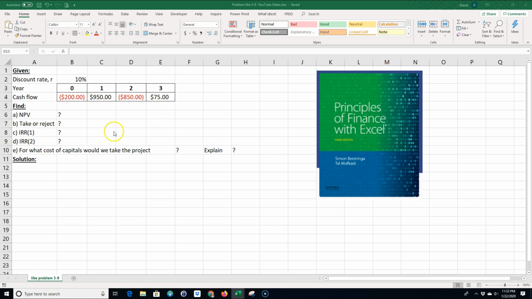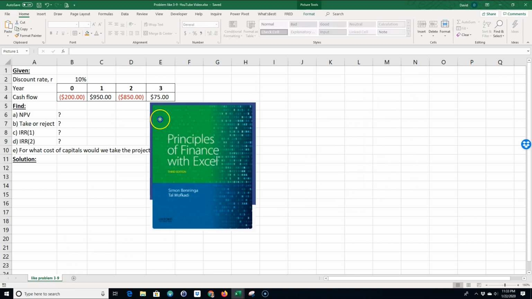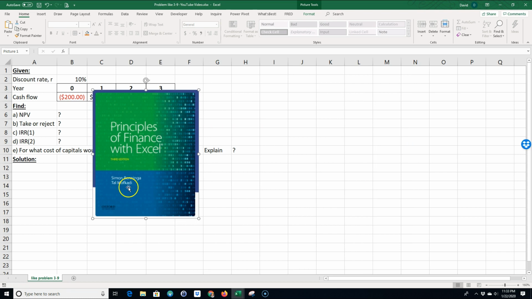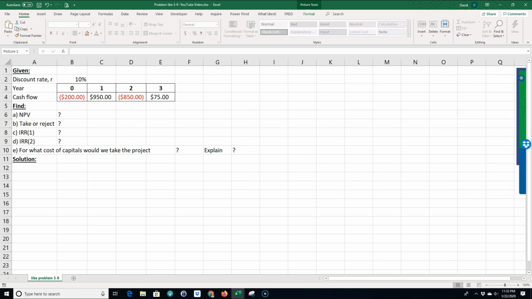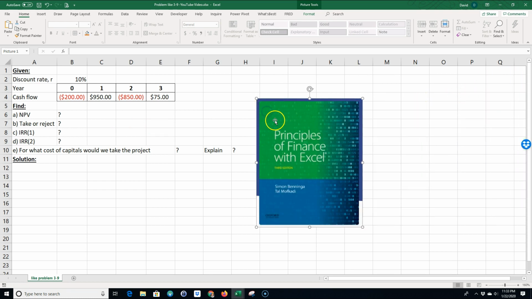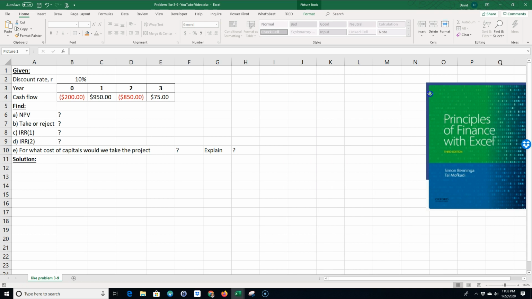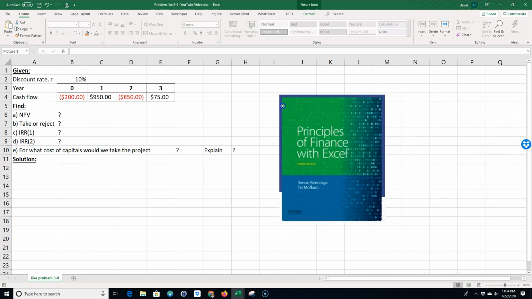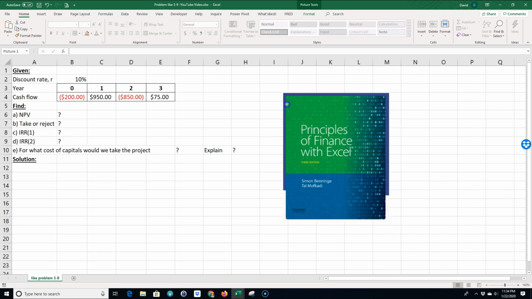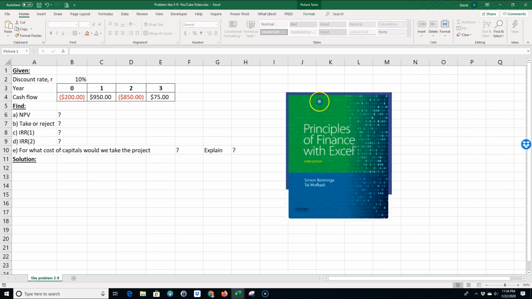So anyway, this problem is like problem 3.9 in this textbook, Principles of Finance with Excel by Simon Benninga and Tal Mofkadi. And it's a good book. It's not exactly the same problem, but it's like the problem that I got from this book. Okay, by the way, this is a good book. I highly recommend it if you're interested in modeling financial problems in Excel. There are also several other books by the same author, Simon Benninga.